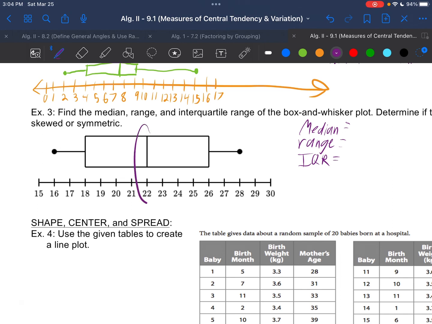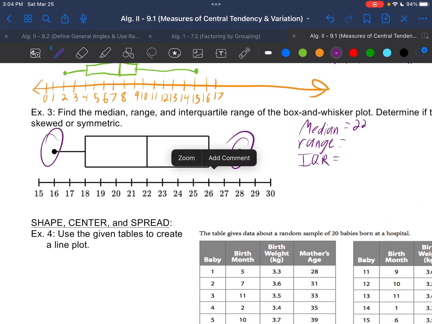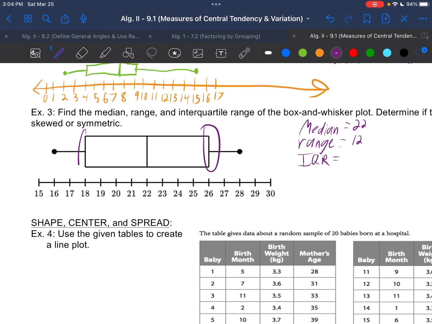So the median is where this line is in the middle of the box, so 22. The range is the highest number minus the lowest number. 28 minus 16 is 12. And the interquartile range is quartile 3 minus quartile 1, the right side of the box minus the left side. So it's 26 minus 18, or 8.